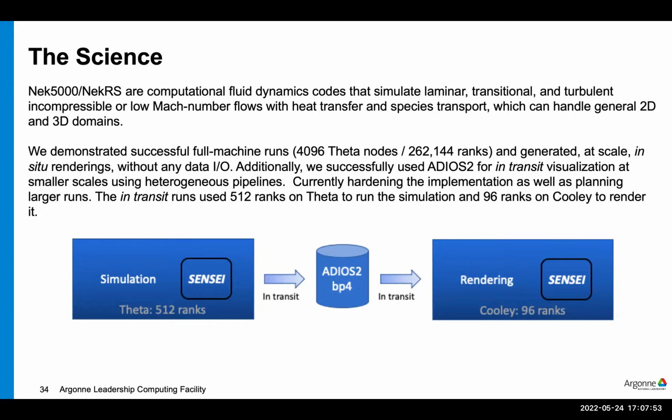On the supercomputer. And additionally, we have also shown that we can do in transit with ADIOS 2. You can see at the bottom image, we have the simulation running on Theta, and then using ADIOS 2, we transferred the data to Cooley, and we did the rendering on Cooley. As you can see, it's 512 ranks doing the simulation and 96 ranks doing the rendering. So the numbers, you can do m times n. They don't have to be the same number. So the data will be reduced and will be transmitted on a smaller number of nodes.